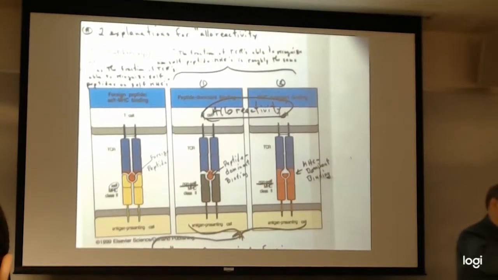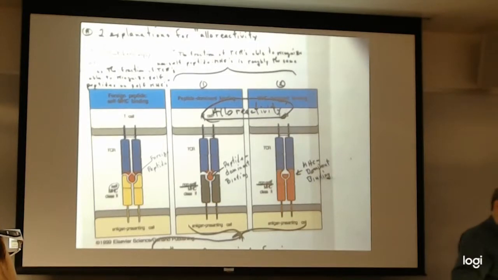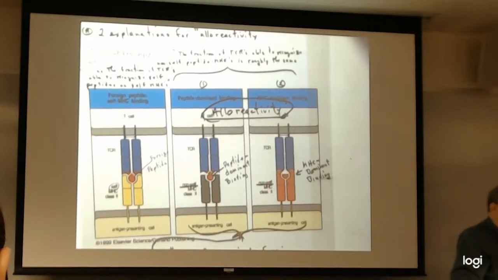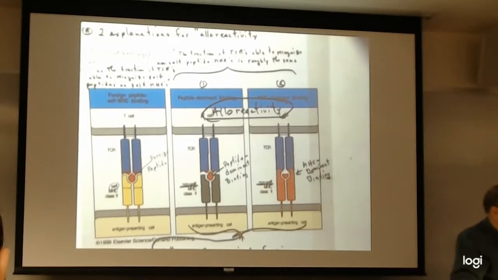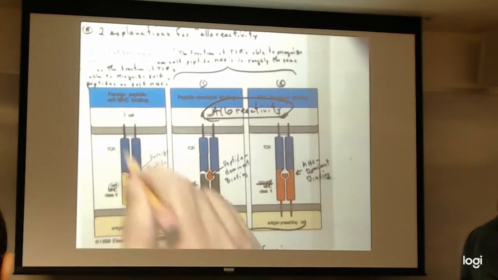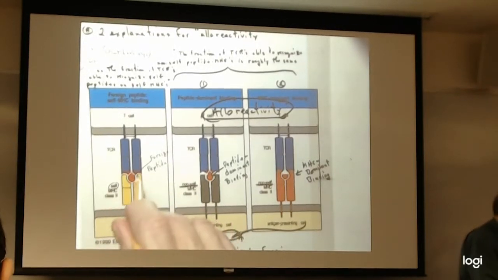Do not get confused by alloreactivity. I'm telling you this for the 5th time now. The question I'm going to give you on the test has nothing to do with alloreactivity. My question on the test is going to be just the simple, basic self-MHC, foreign peptide, bingo. Non-self-MHC, foreign peptide, nothing. Okay?